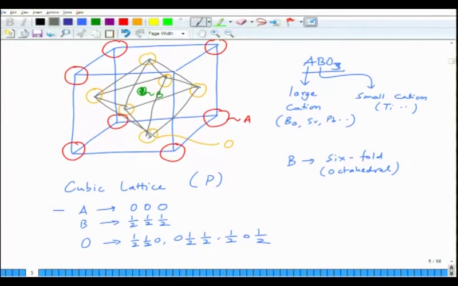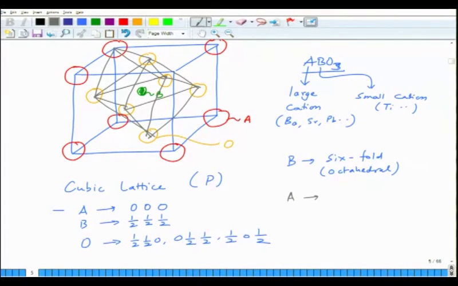Okay. So B atom is octahedrally coordinated. What about A atom? If you look at this A atom, it has one neighbor here, another neighbor there, and another neighbor there. 3 neighbors are present in this unit cell, and it's going to be shared by 8 unit cells. But some of these atoms are shared by 2 unit cells, so it will be 12-fold coordination.